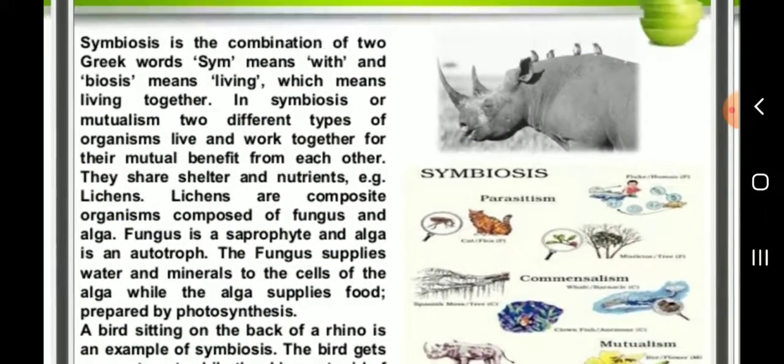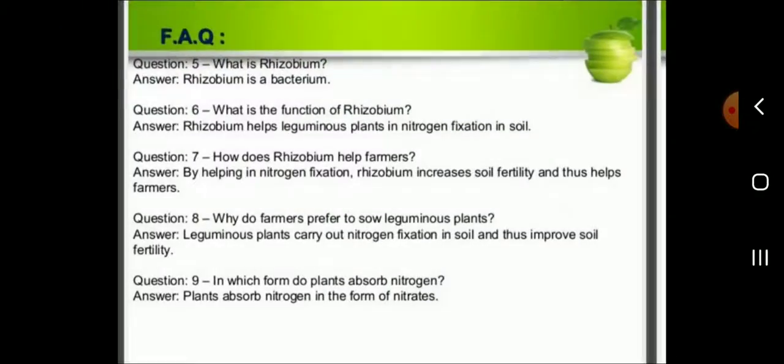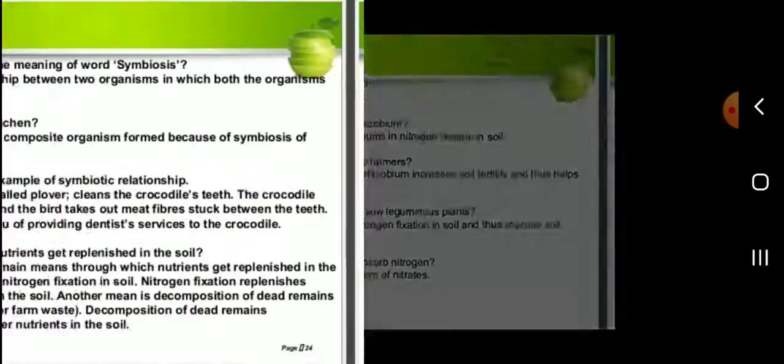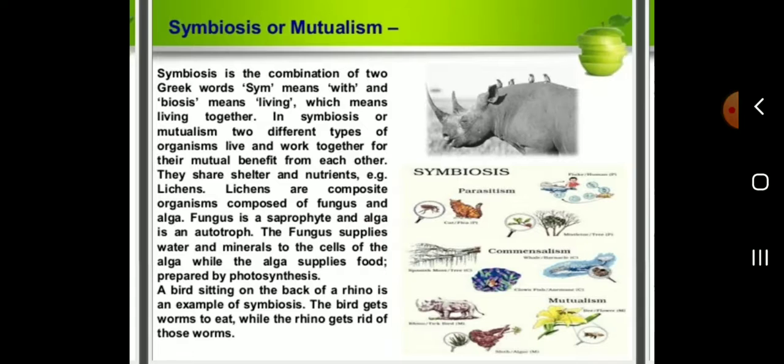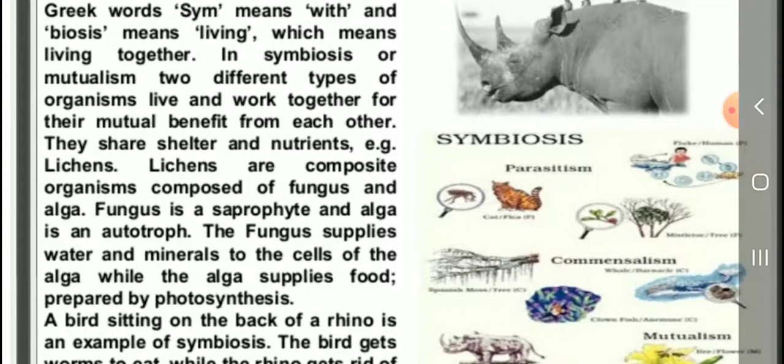Next is symbiosis. What is meant by symbiosis? Mutualism. Symbiosis is the combination of two Greek words. Sym means with. Biosis means living. With living, which means living together. That is symbiosis, mutualism. Two different types of organisms work together for mutual benefit of each other. They share shelter and nutrients, etc.